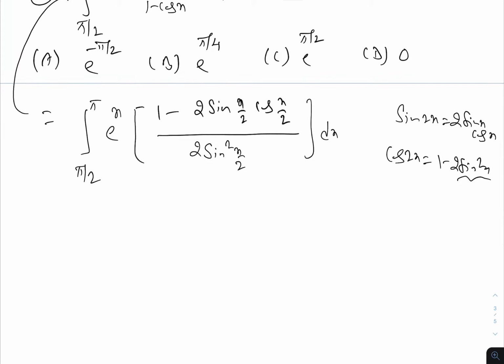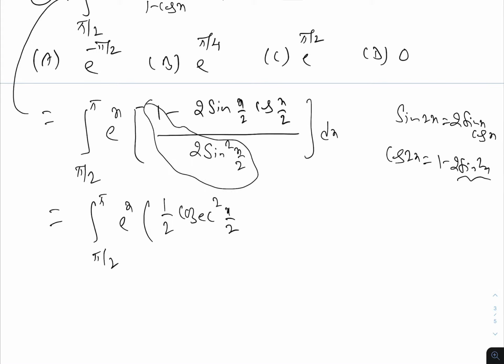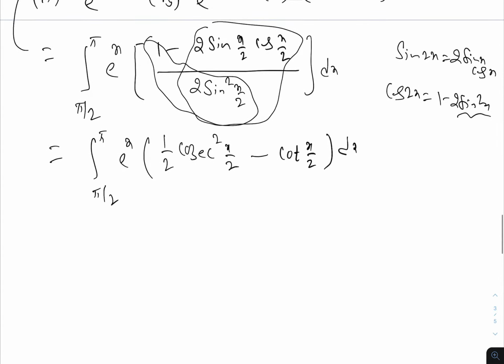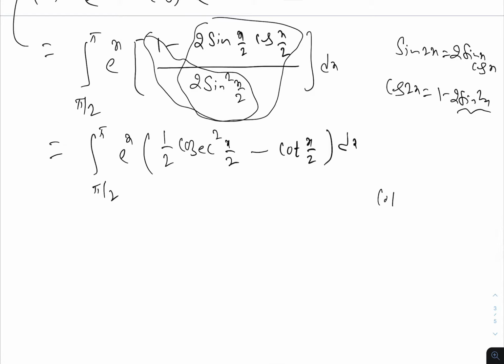So this is equal to the integral from pi by 2 to pi of e power x. Now see, can I write 1 by 2 cos x square x by 2, and this is 2 cancel, 1 sin x by 2. So this is nothing but cot x by 2. Okay. Now what is the derivative of cot x by 2?